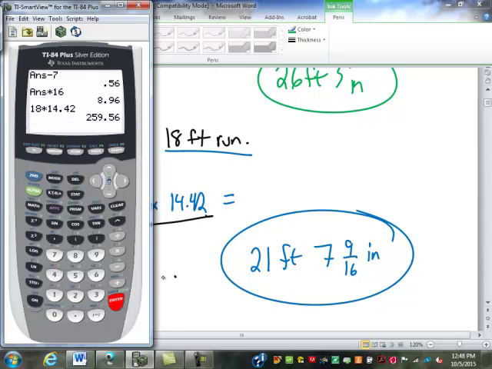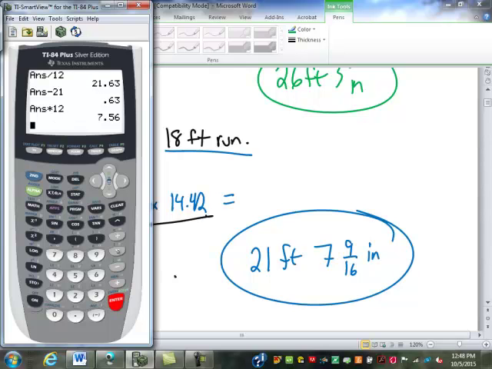So we get the 259.56, right? First thing I'm going to do is divide by 12 to put that into feet. So 21.63 feet, right? Oh, I know I did something wrong. Never mind, I'll just finish it off. So I'll subtract 21, got 0.63 times 12. So we get 7.56.